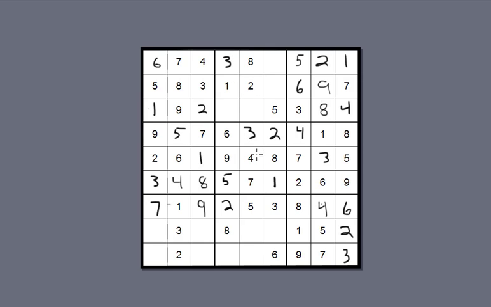We're missing 4. Is there anything we can do with 4? Well, we know there won't be a 4 in this row. We know there won't be a 4 in this row, so 4 must go right here. And now we're missing 6, 7, and 9.